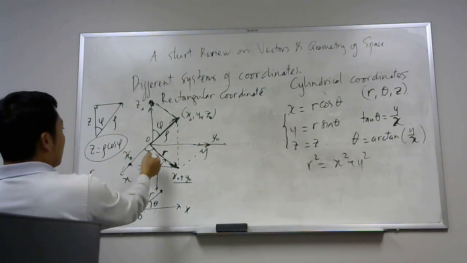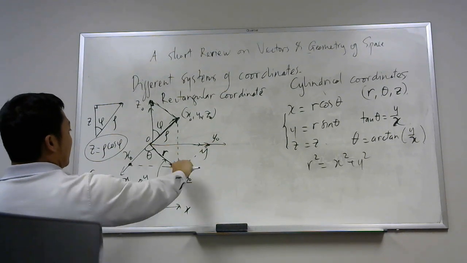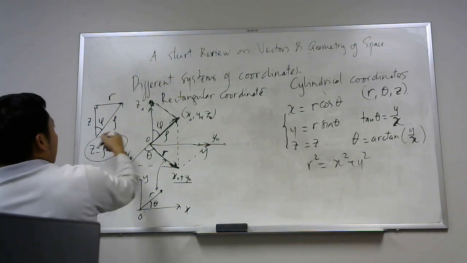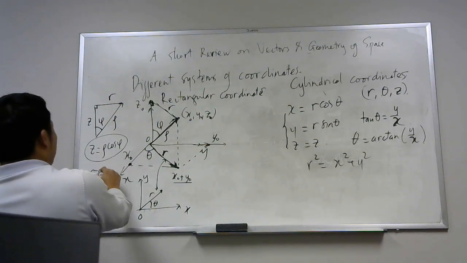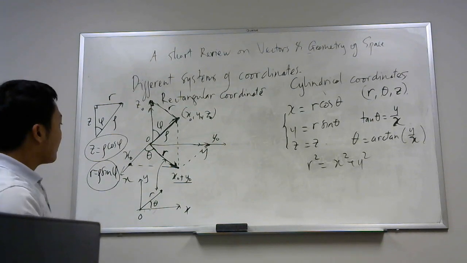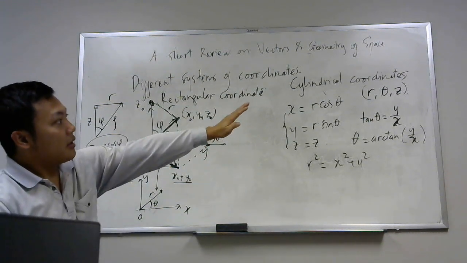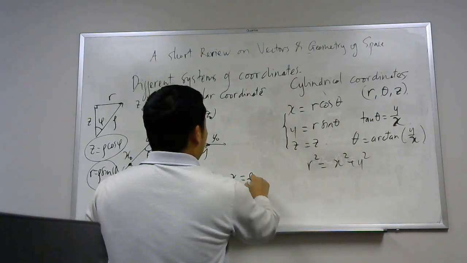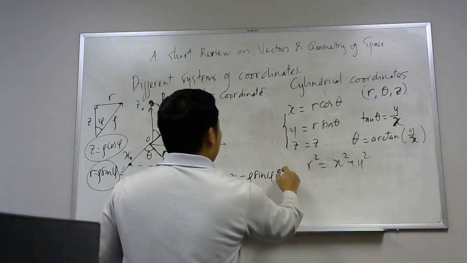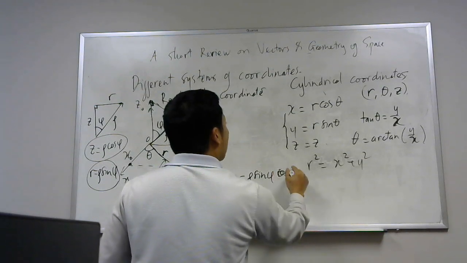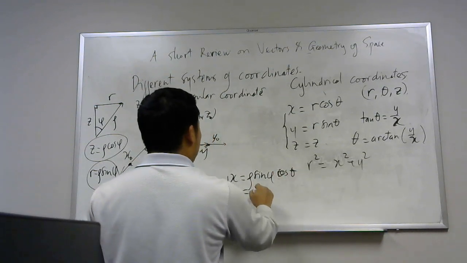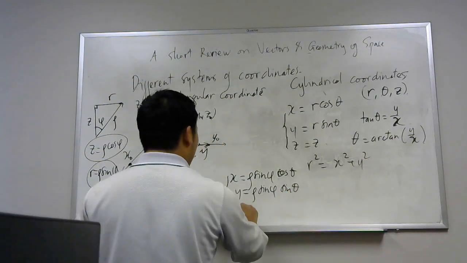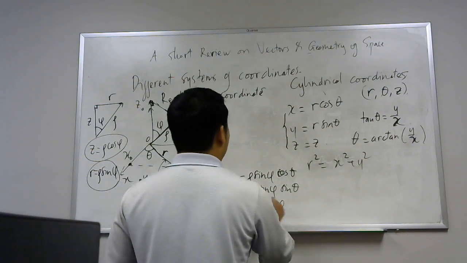And r, from this picture, this is r. R is rho sine of phi. So thanks to this, I can convert cylindrical coordinates into spherical coordinates like this: x equal to rho sine of phi cosine of theta, y equal to rho sine of phi sine of theta, and then z equal to rho cosine of phi.